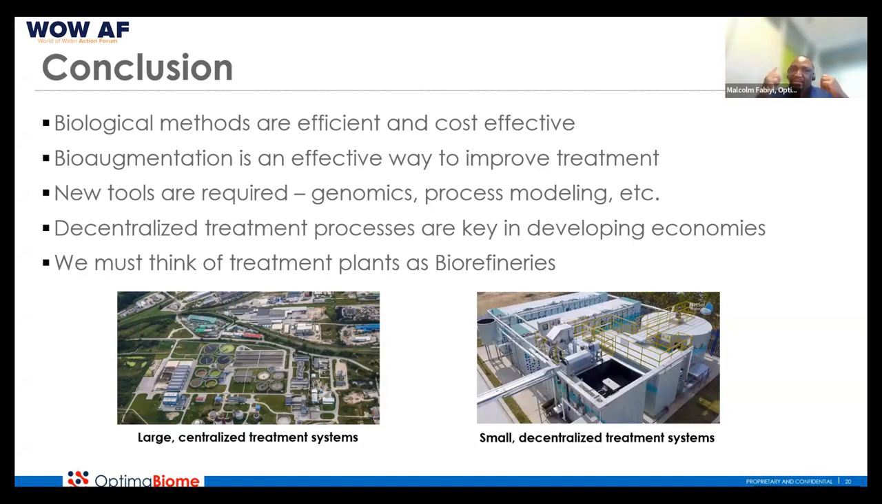Decentralization makes sense. We have to rethink the way we imagine plumbing in a house. We have to stop this process of using clean water to move bad. We have to think about decentralized treatment, even at a household level, as a fundamental part of how we think about building facilities. And then we also have to think about the notion that treatment plants are not waste treatment plants, that they are actually biorefineries where we can generate materials, we can generate energy, we can clean the water for sure, but it's not a waste treatment system. It's actually a biorefinery system where we're generating high-value products.